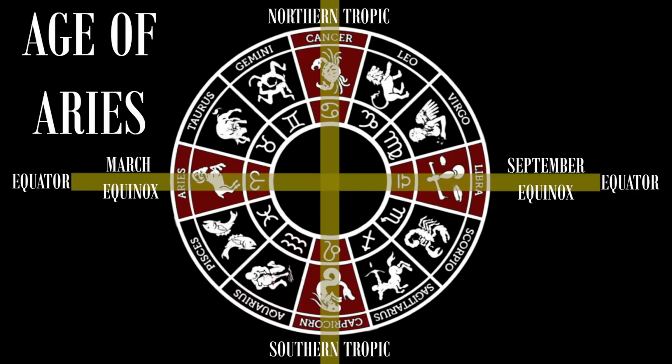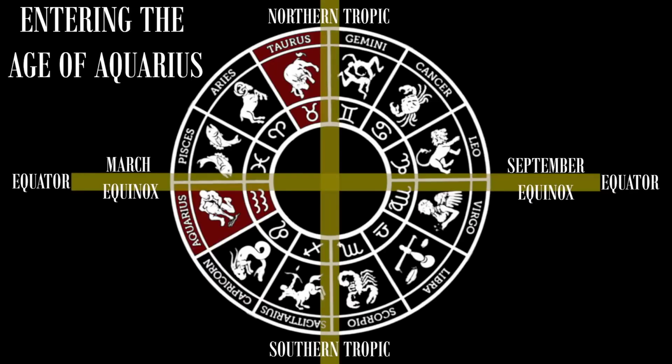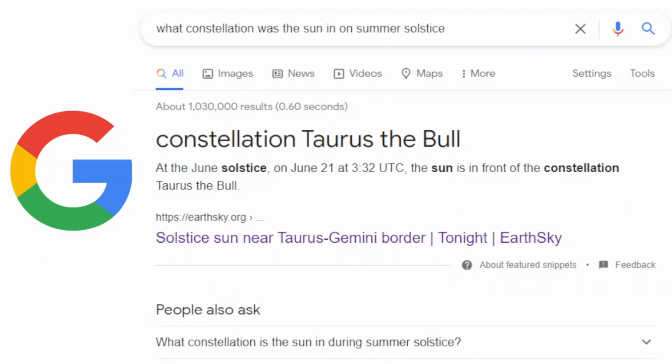For the last 2,000 years or so, we have been in the age of Pisces. Remember, an age lasts for roughly 2,160 years. And we are now on the cusp of entering into the age of Aquarius. On June 2020, during the solstice, the sun entered the border of Taurus, and therefore the transition has already begun. And Google will tell you this yourself if you search.